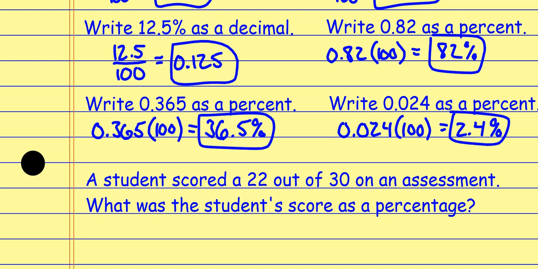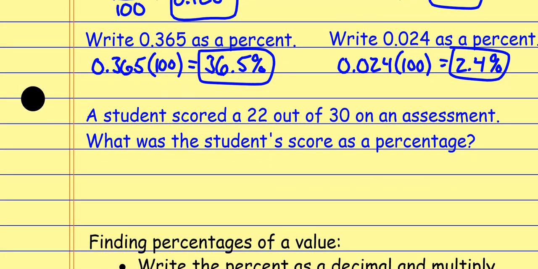If I look at something like this guy, it says a student scored a 22 out of 30 on an assessment. What is the student's score as a percent? And so when we think about this, this is almost like using our factor label stuff. Essentially what we're going to do is say, okay, it's presenting me with a ratio, 22 out of 30. So 22 out of 30 is the ratio I want. But I need that to get a percentage. I need that to be out of 100.